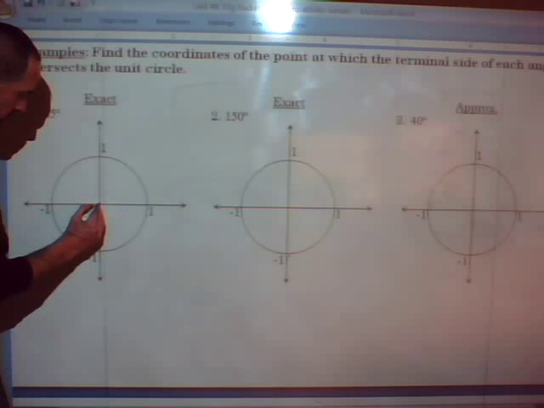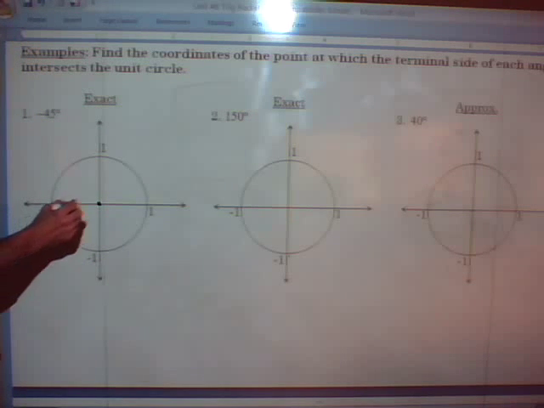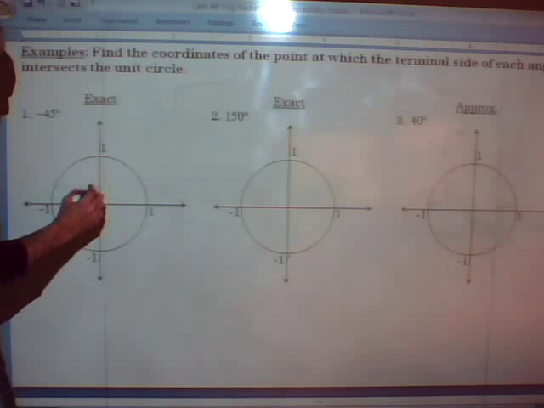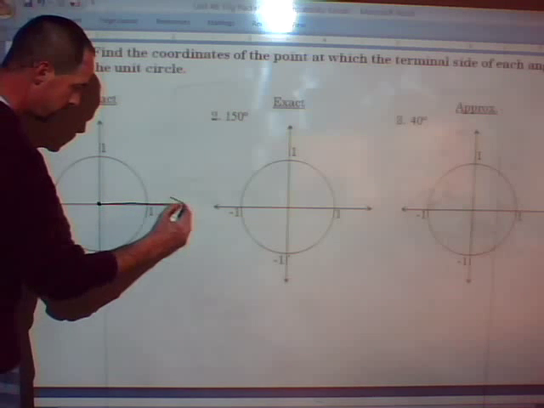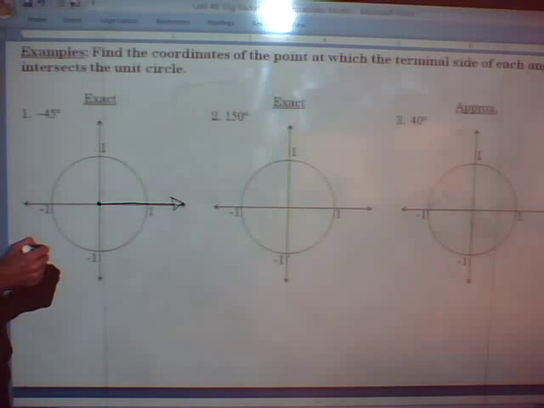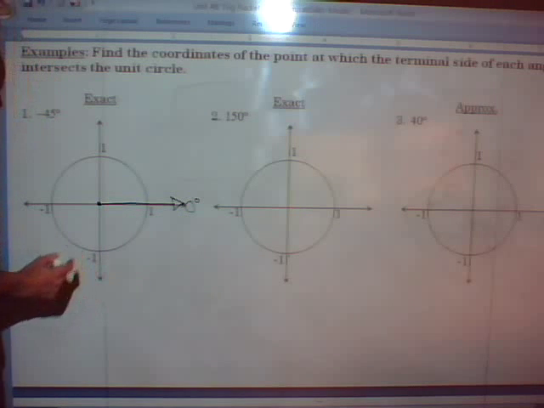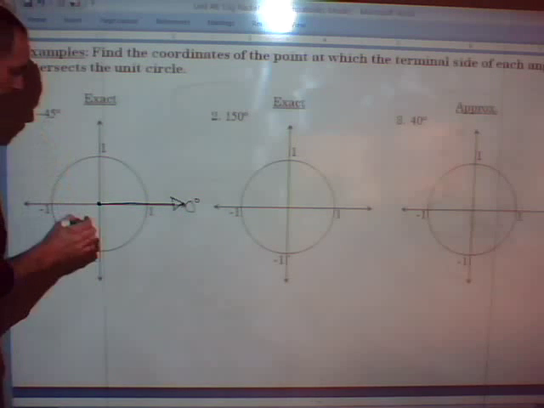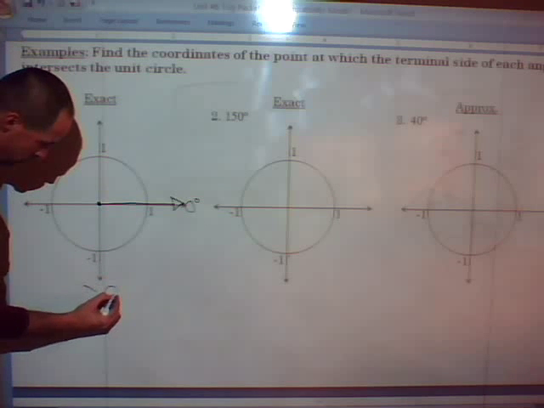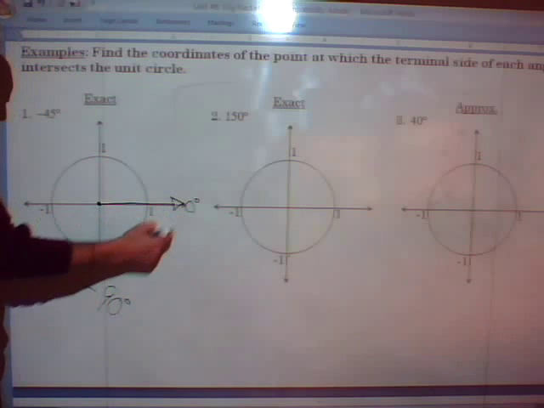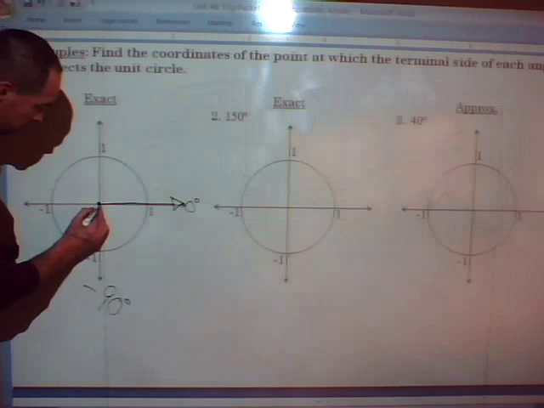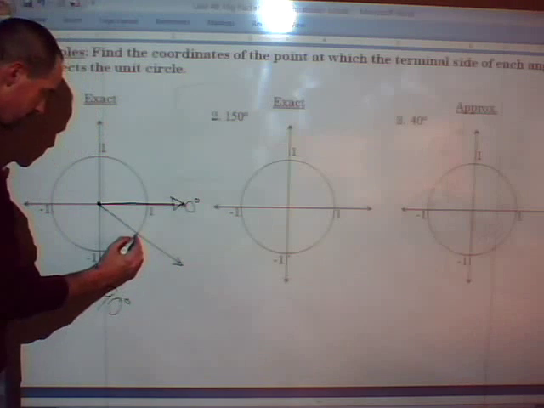So we know we start by putting the vertex at the origin, and the x-axis is the initial side that represents 0 degrees. And since we've got a negative angle, we know we're going clockwise. So negative 45 degrees would be halfway between 0 and negative 90 degrees. So that's going to get us right here.